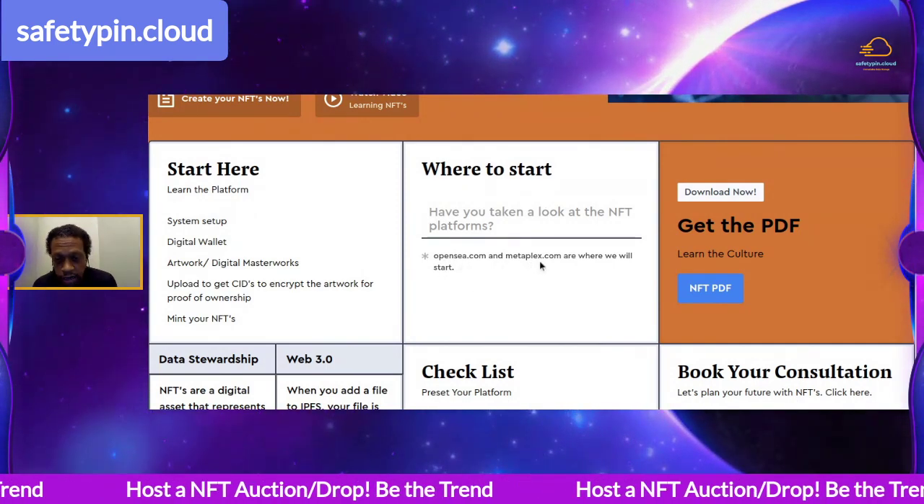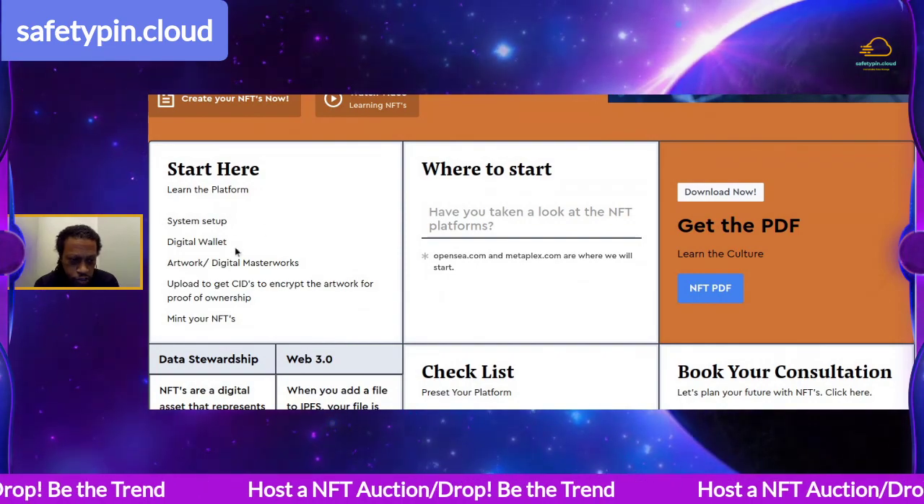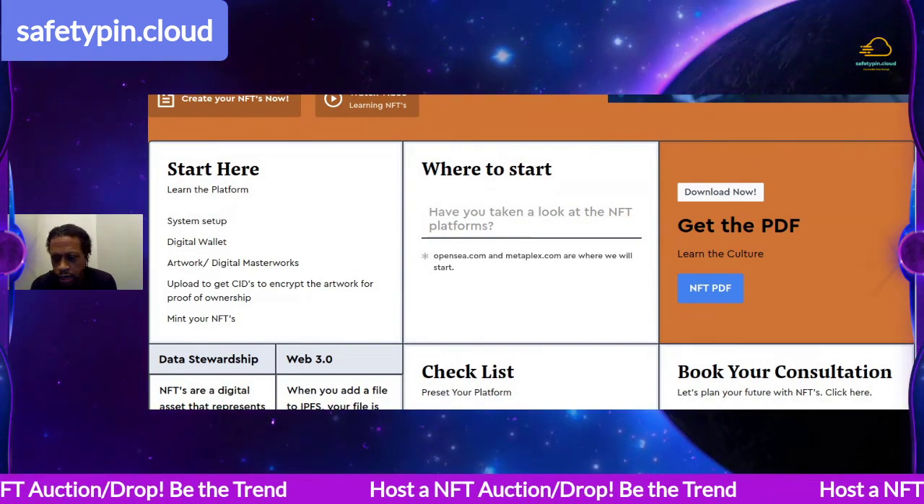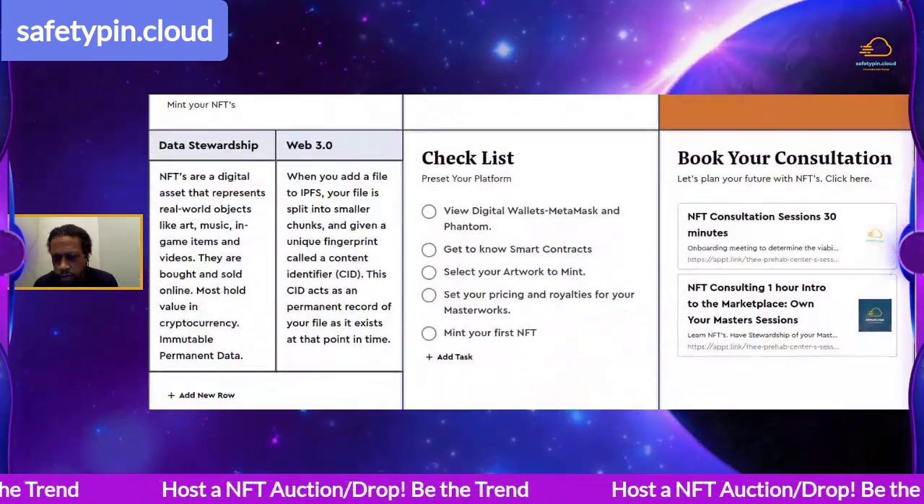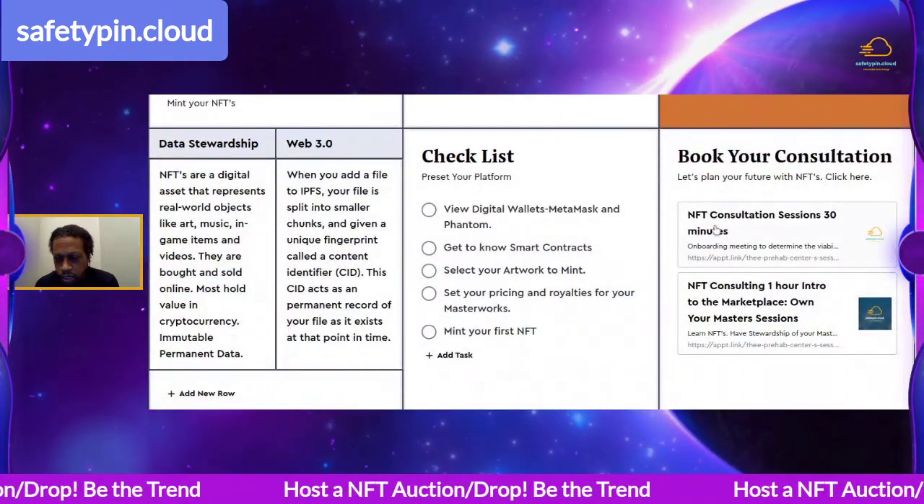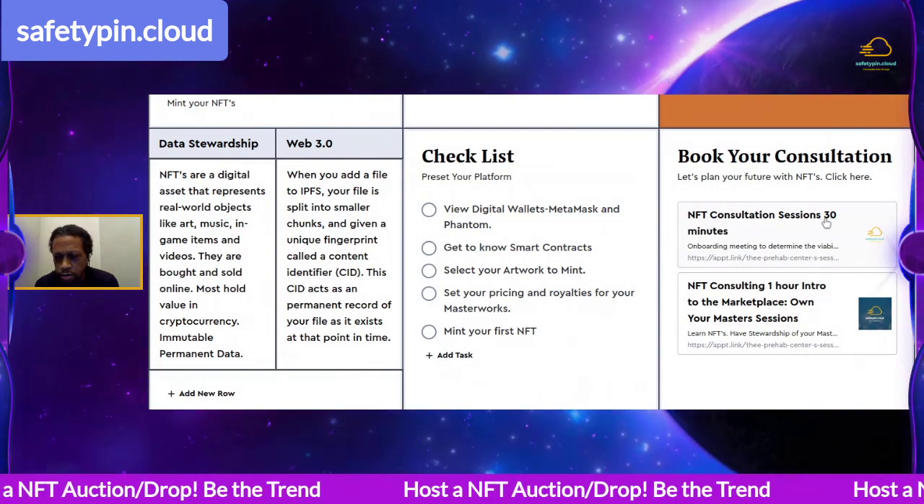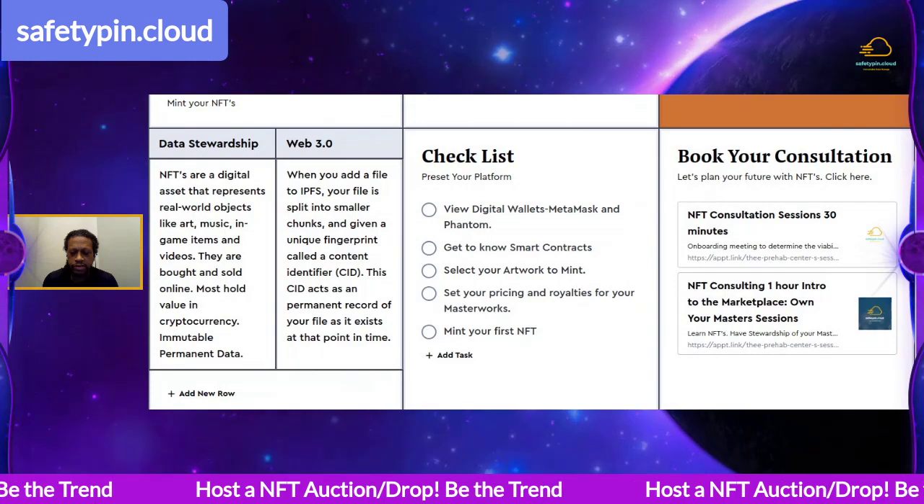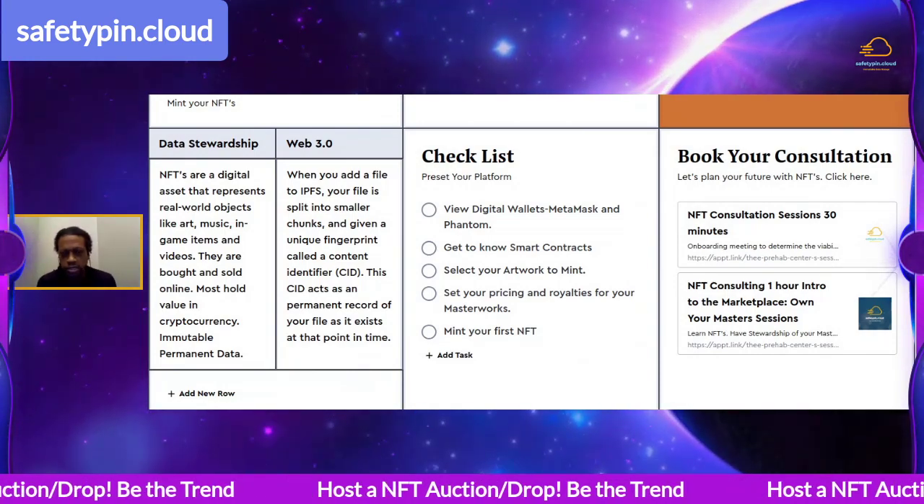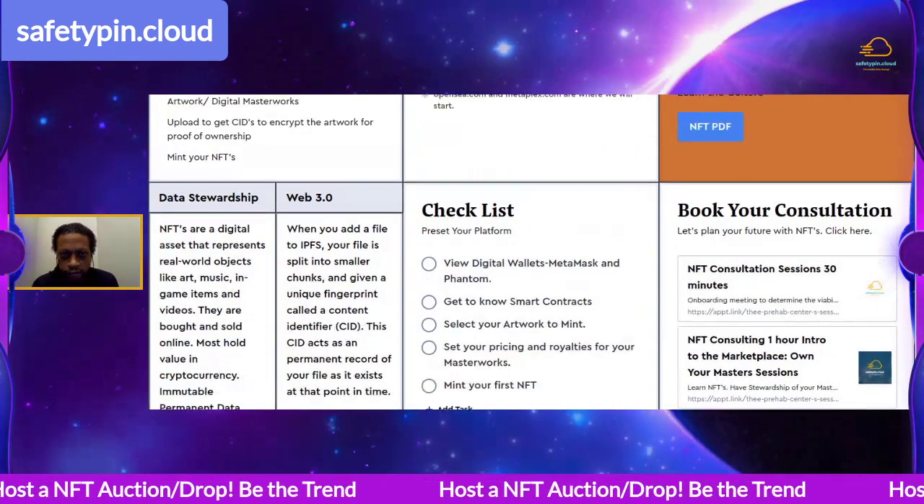So go to OpenSea.com, go to Metaplex, go through your start here list, come over here and download your PDF. We have a free PDF for you. And then you can come over here, go over your checklist, and book your consultation. We can do 30 minutes or an hour, and that will be an onboarding session so we can see how serious you are and see if we can meet your needs to get this started for you. So we thank you for doing that.